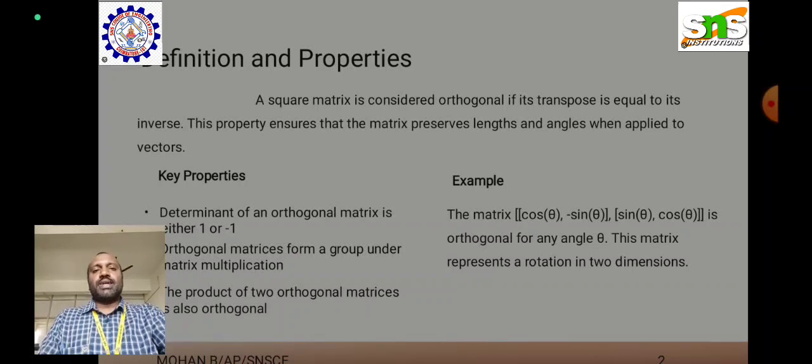The determinant of an orthogonal matrix is either 1 or minus 1. Orthogonal matrices form a group under matrix multiplication. The product of two orthogonal matrices is also an orthogonal matrix. Here is an example: the matrix cos theta, minus sin theta, sin theta, cos theta is orthogonal for any angle theta.